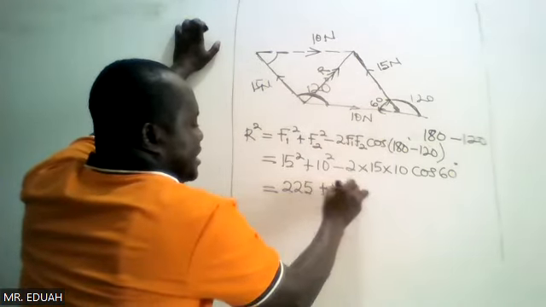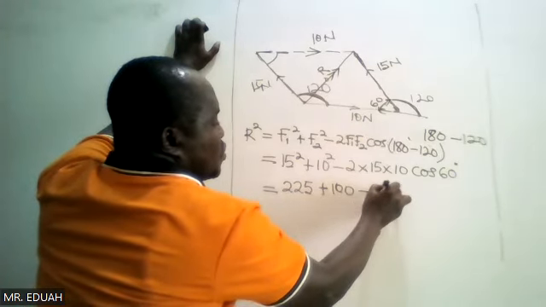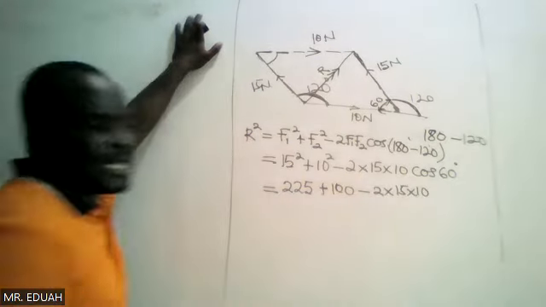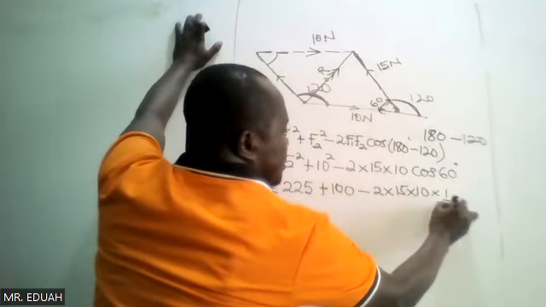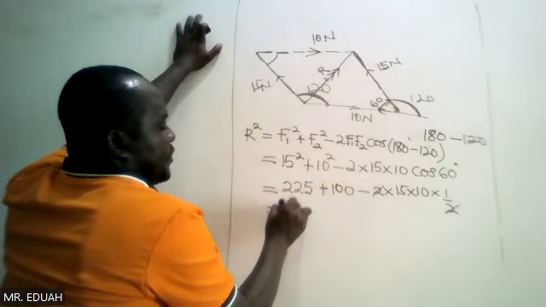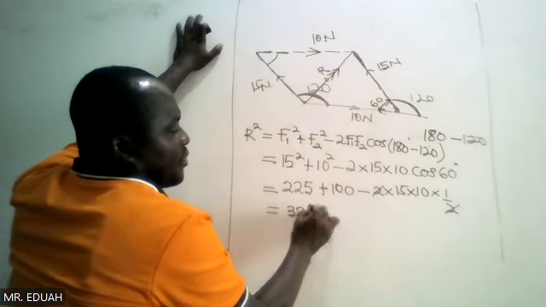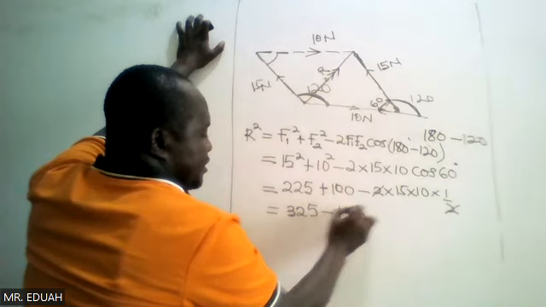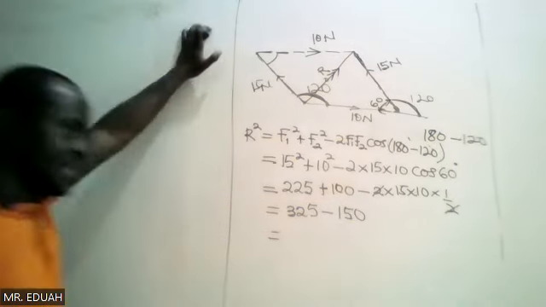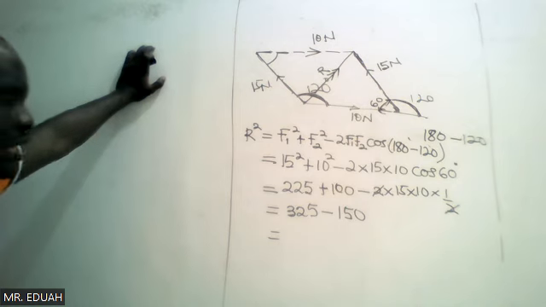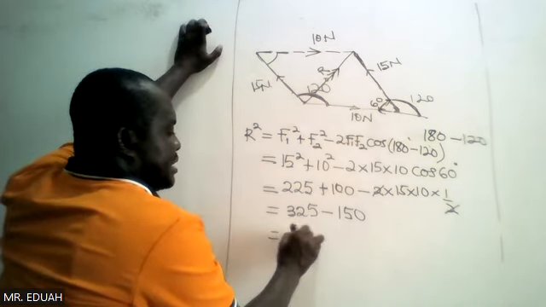This is 100 minus 2 times 15 times 10. Cos 60 is half. So this and this will cancel. So I have 325 minus, this is 150. Okay. 150. And so the answer is 100 and what's the answer?